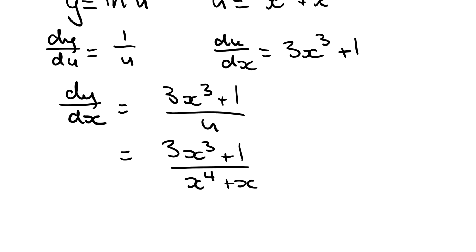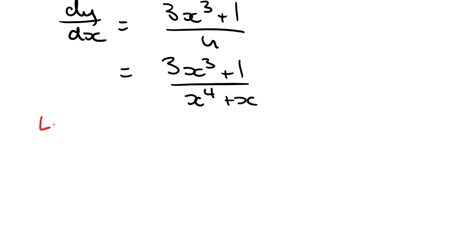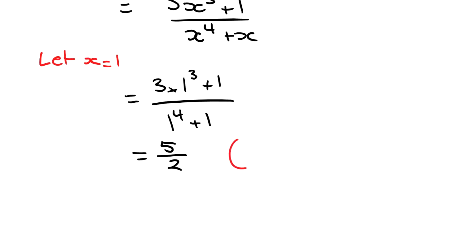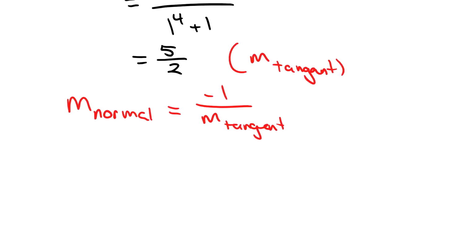We were told the point is (1, ln 2), so we know that x is 1, so let x equal 1. So we get 3 times 1 to the power of 3 plus 1 over 1 to the power of 4 plus 1. And this gets us 5 over 2. So at this point, this is our m tangent, the gradient of the tangent. And if you remember, your m normal equals -1 over your m tangent. So -1 over 5 over 2, which ends up being -2 over 5.